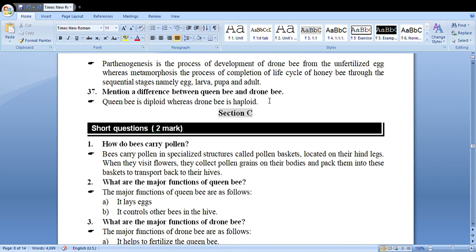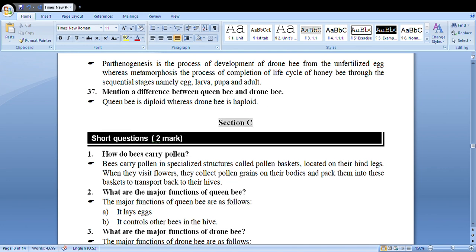Mention a difference between queen bee and drone bee. Queen bee is diploid, whereas drone bee is haploid. That is the main difference. Now section C. In section C, 2 marks questions are asked, short questions.